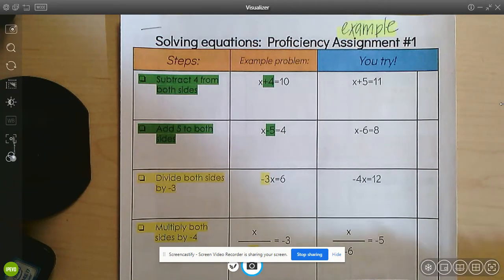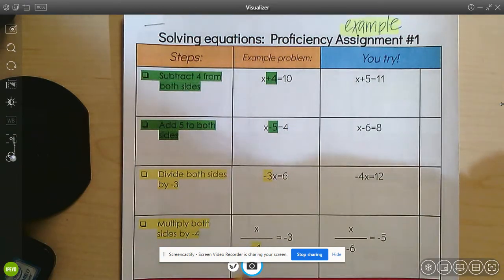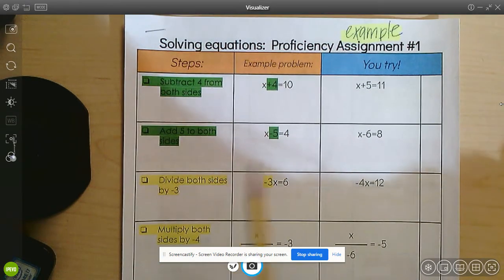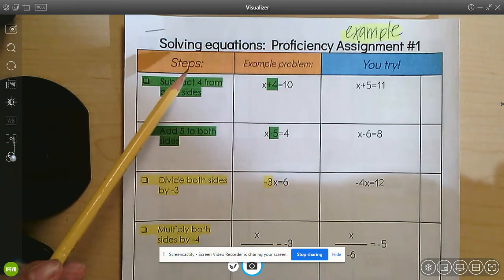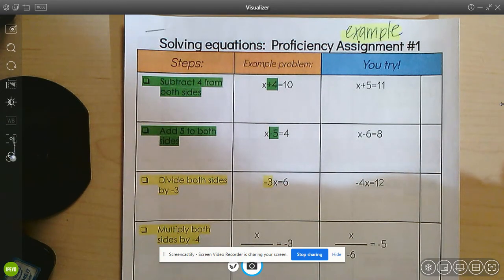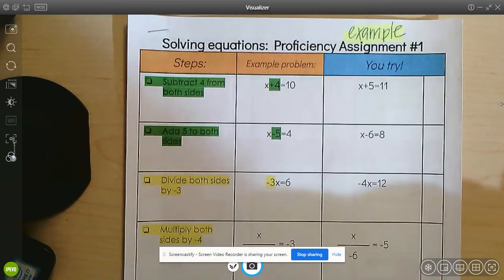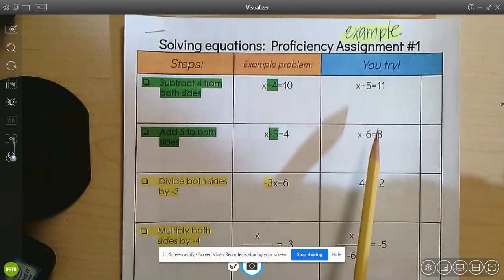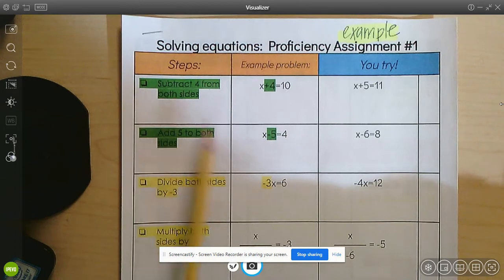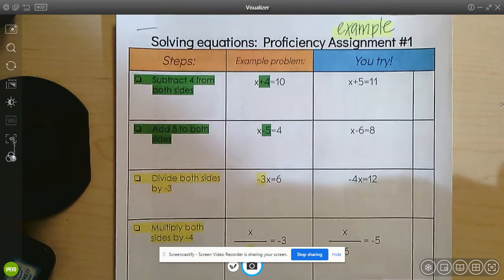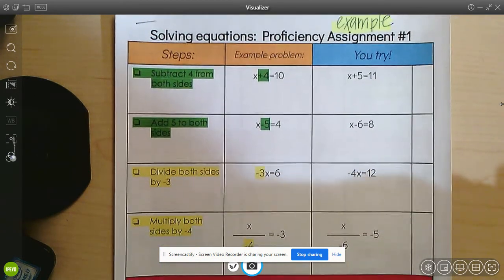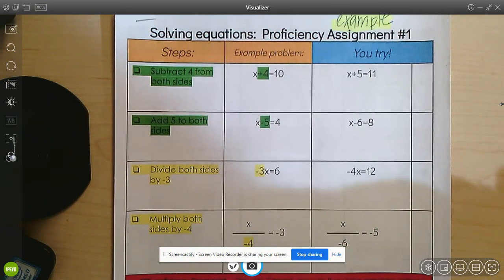Okay, in this video, I'm going to be going over how to do the example problems for your solving equations proficiency assignment number 1. Some important things to know are that the steps given here only apply to the example problems. Because the numbers are different in the U-tries, your steps are not going to be exactly the same. They will be similar, but they will not be exactly the same. So follow along with me as I complete the first 4 example problems.